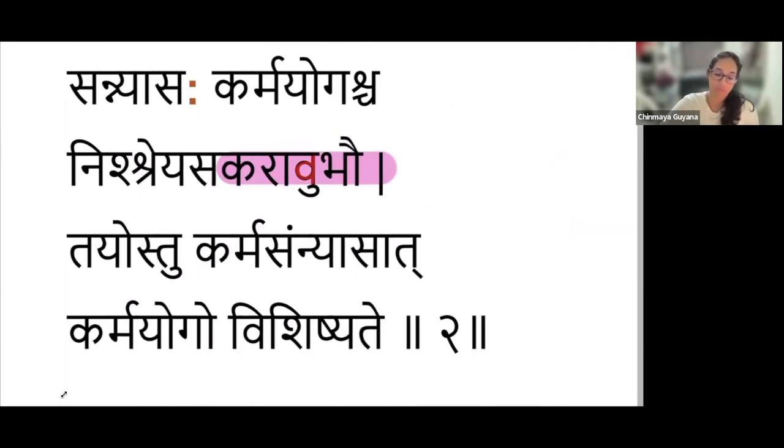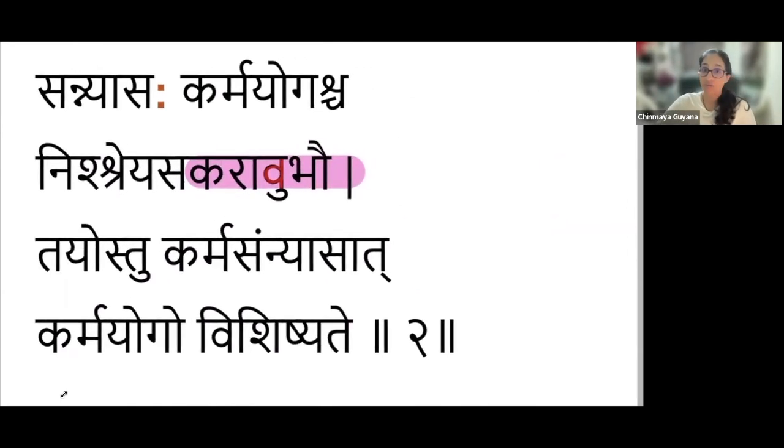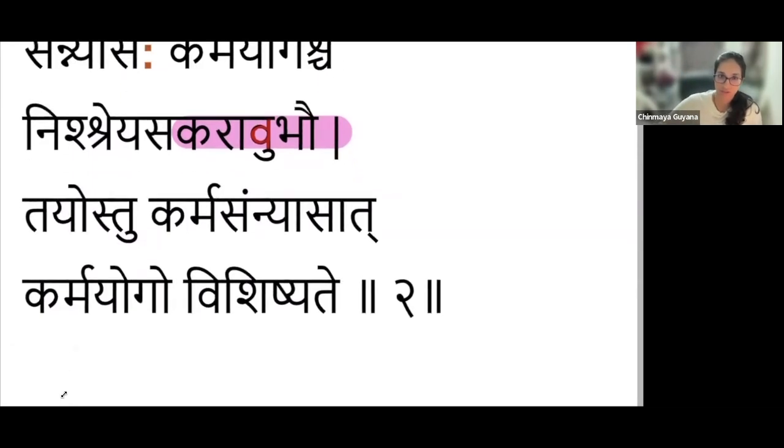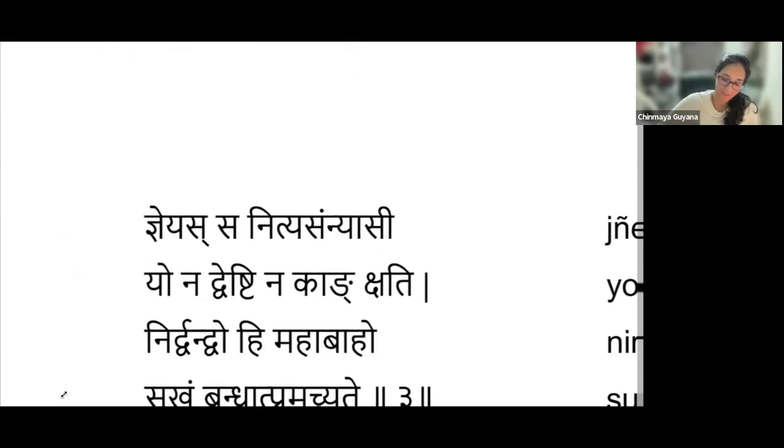Nishreyasa karavabhav. Karavabhav. What sandhi is happening here? Karavabhav. The V. How do we get V? Now you just check your short reference sheet. V is made from, oh, I don't think I taught you all this one. Never mind. Skip this one. I didn't teach you all this. Okay, we skip this one.